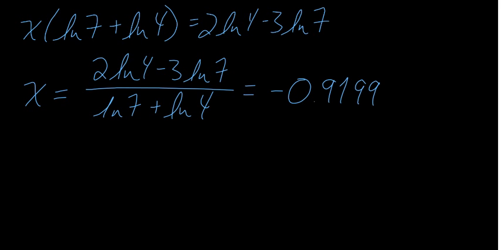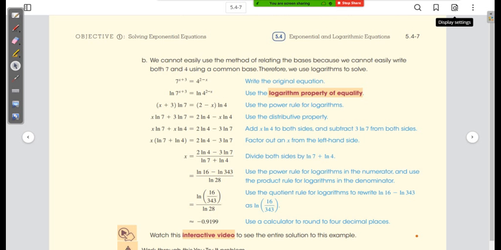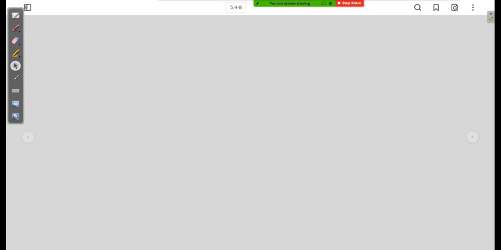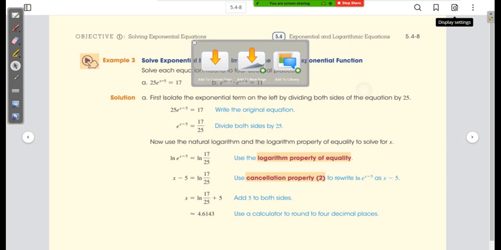All right, let's move on to the next one. So that was that. Even more examples. All right, so example 3, solve each equation, round to 4 decimal places.